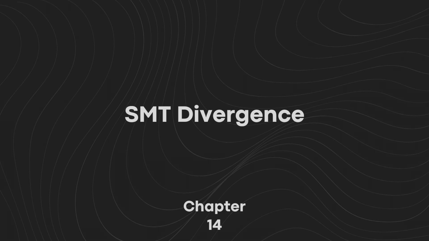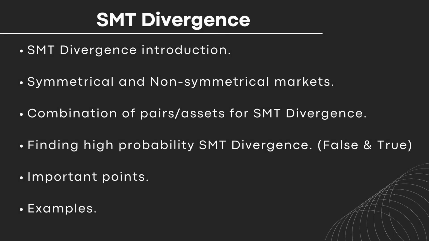So let's move on. First of all, right here you can see the layout of the topics that I'm going to be explaining in this chapter. They're organized in a proper manner. We're going to start off by introducing SMT divergences, and then move on to the rest of the topics like explaining symmetrical and non-symmetrical markets and so on.